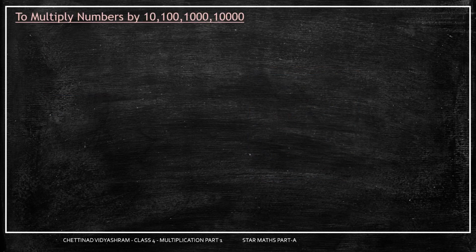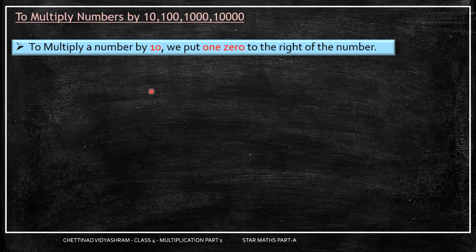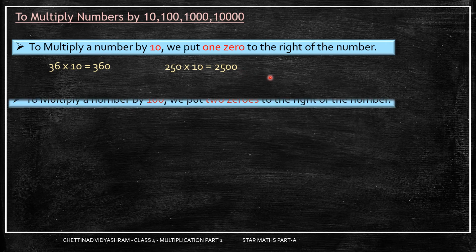Now we are going to see how to multiply numbers by 10, 100, 1000, 10,000. To multiply a number by 10, we put 1 zero to the right of the number. Since 10 has 1 zero, we add 1 zero to the right of the number. Example, 36 into 10 is equal to 360. 250 into 10 equals 2500. 250, when you put 1 zero to the right, it will become 2500.